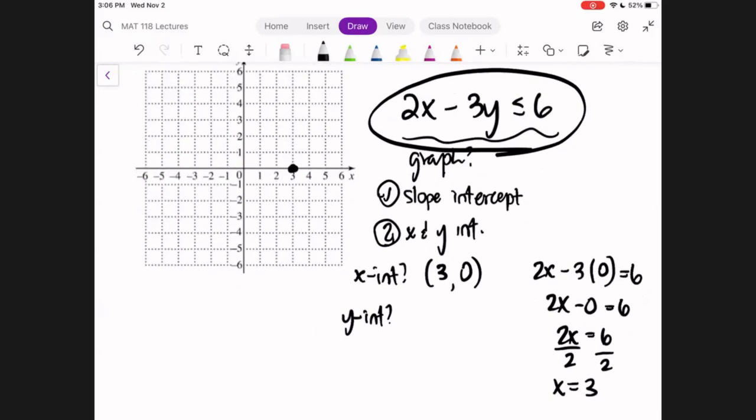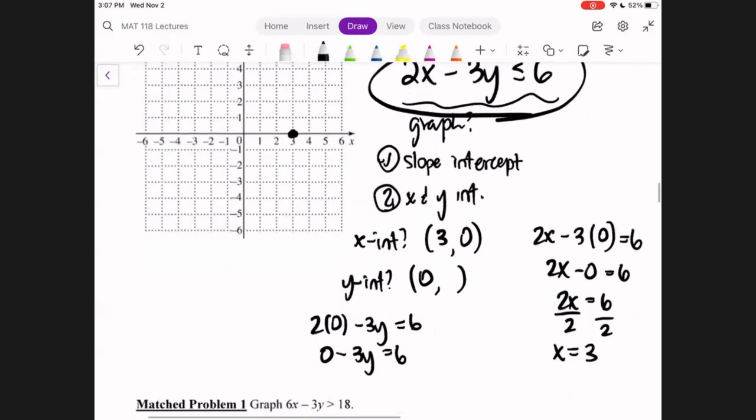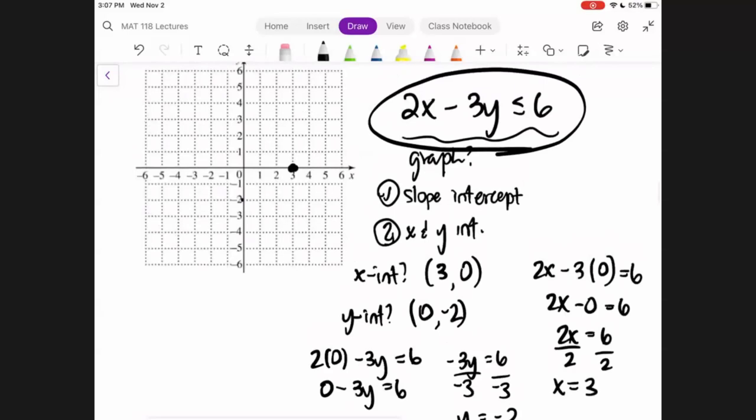So let me plug this in. Remember, the y-intercept is when x is 0. What is your y value? If I plug that in, I get 0 minus 3y equals 6. So then minus 3y equals 6, divided by minus 3, so y equals minus 2. So I get minus 2 as my y-intercept, so let's plug that in here.